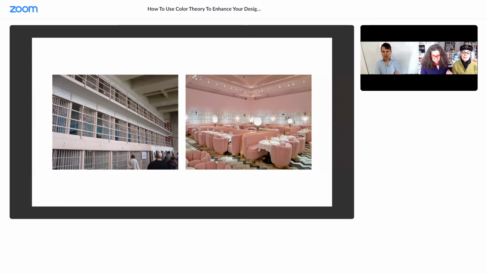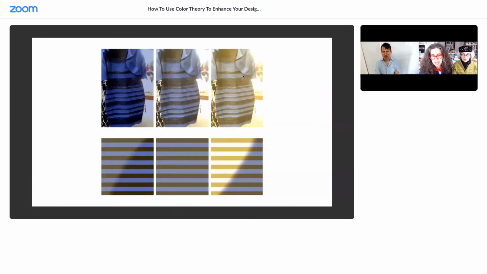Which gets us to the dress. I'm sure many of you remember this image of the dress, which went viral, because different people saw different things. Some people saw a blue and black dress, and some people saw a white and gold dress. And all you have to do is look at the image to see how complicated and elusive color really is.